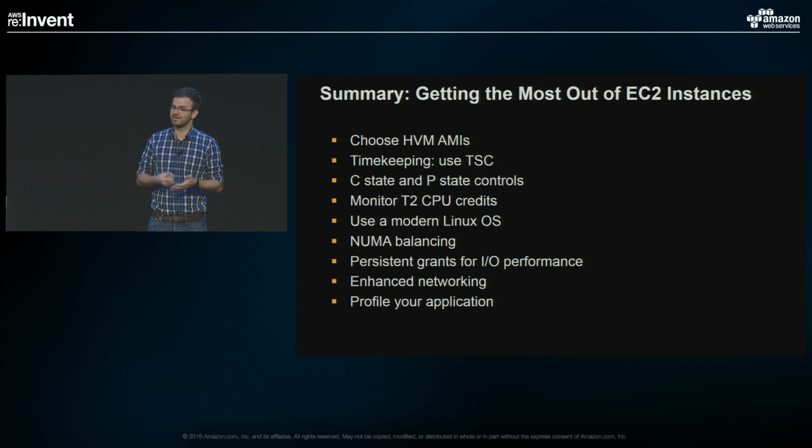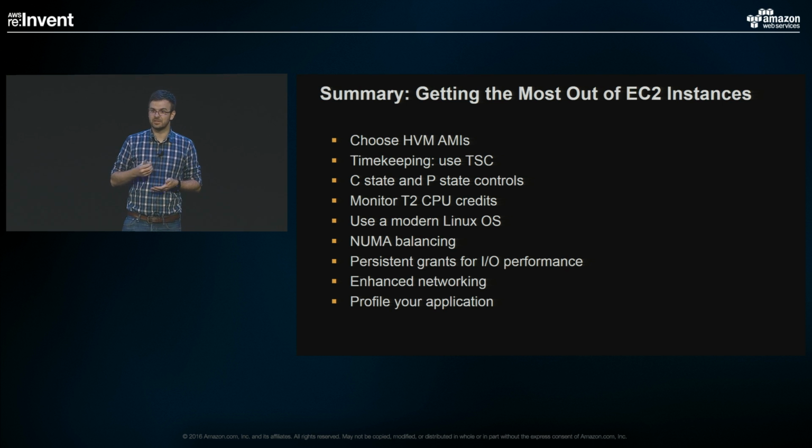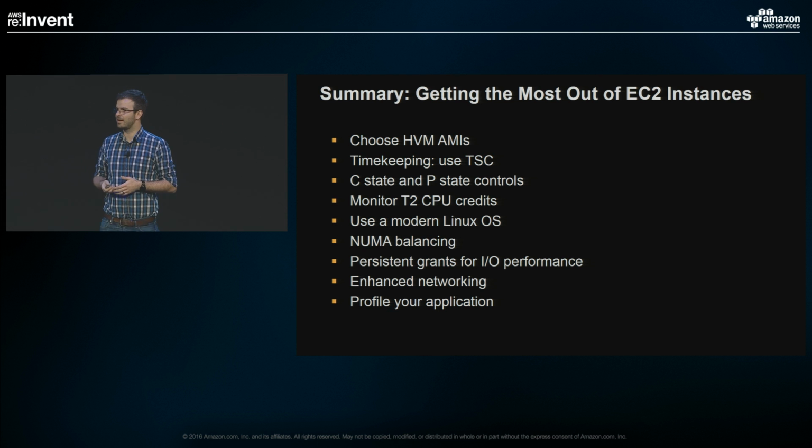So in conclusion, there are a lot of things that you can do to get great EC2 performance. At the bare minimum, use a modern operating system. Make sure you're using an HVM-based AMI so that you're talking to hardware as much as possible. Use enhanced networking. It's free, and it's going to significantly increase your packet performance. And always profile your application on your instances and test them to see how they'll perform.